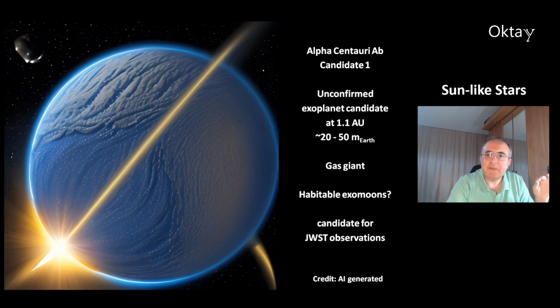And this is an interesting candidate, Candidate 1, also called Alpha Centauri AB. That's an unconfirmed exoplanet candidate. Its mass could be between 20 and 50 Earth masses, so it is probably a gas giant. It is right in the habitable zone of this G-type star, Alpha Centauri A. And the question is, could this planet have habitable exomoons? This is a very good candidate for future observations with the James Webb Space Telescope.